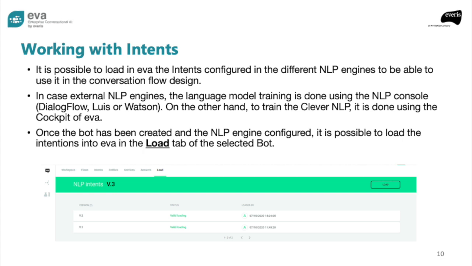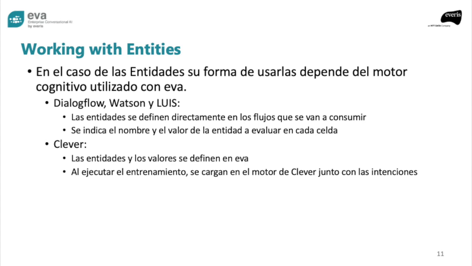From this point on, all the new intentions loaded in the cognitive engine will be available in the intentions section of the virtual assistant. For entities, how they use them also depends on the NLP provider they are using. In the case of Clever, the entities are defined and created from the cockpit console, and these are loaded into the model to the NLP along with the intentions when the model is loaded/exported to Clever.